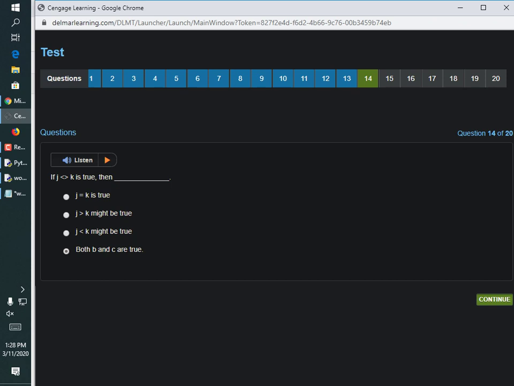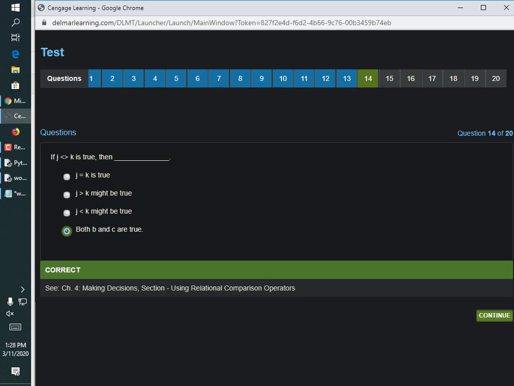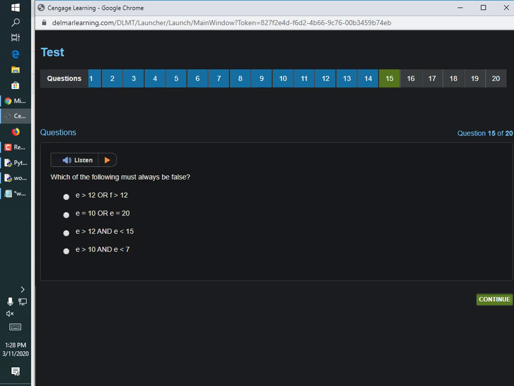Man, this has a lot of true-false questions. If J... Oh, I haven't continued. Alrighty. Which of the following must always be false? This is just one of those. E is equal to 10 or E is equal to 20? No. Doesn't always have to be false. It could be that E is equal to 10.